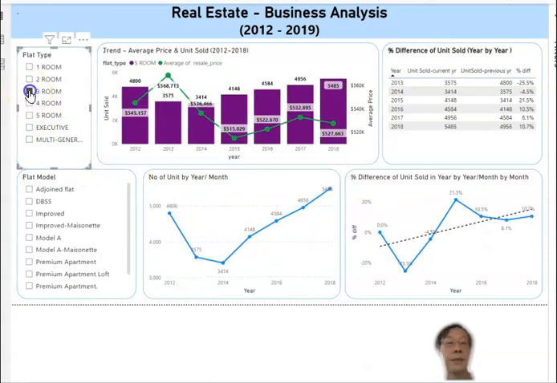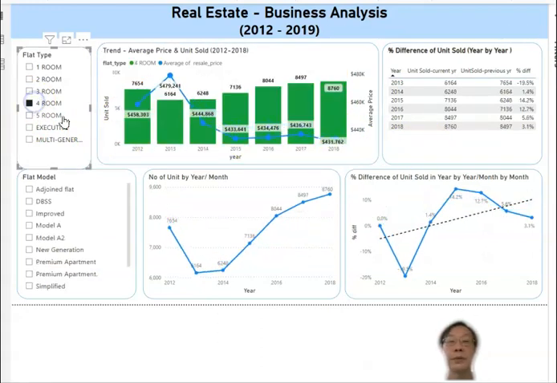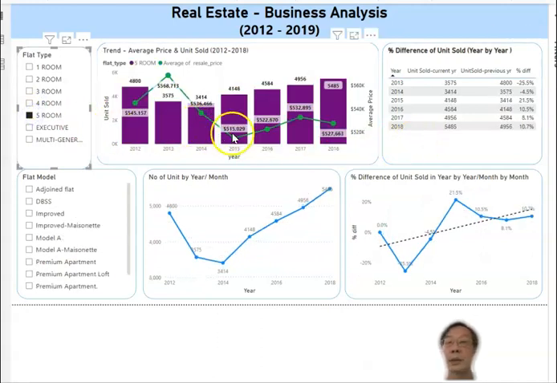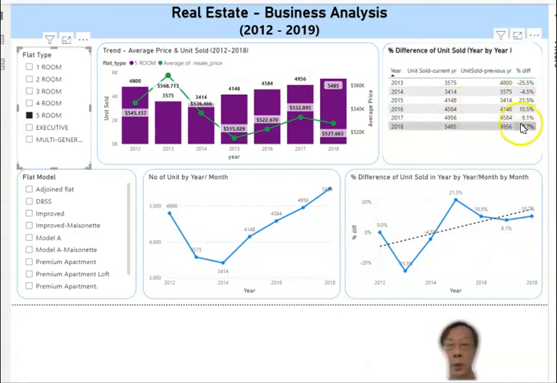Basically, for the 3-room, generally the volume trend is moving up, but the price itself is moving downward. For the 4-room, generally the price is about the same, but for the 5-room, the price moved up slowly, then moved down, and the volume is moving up. The percentage of growth is actually lower.